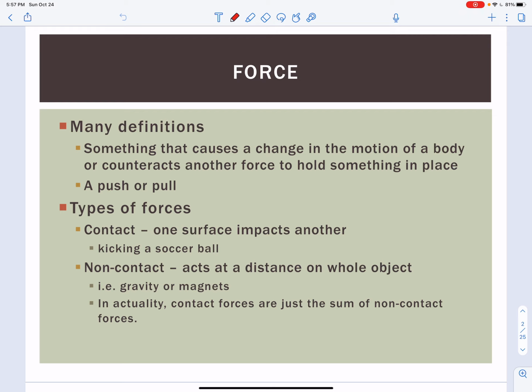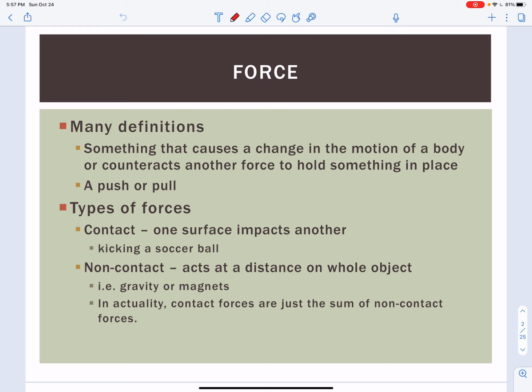Or you have non-contact forces, and those are forces that act at some distance. So think gravity, right? You can jump off the ground and gravity will still pull you down even though you're not in contact with the ground. Magnets can, of course, act on one another even if they're not touching.